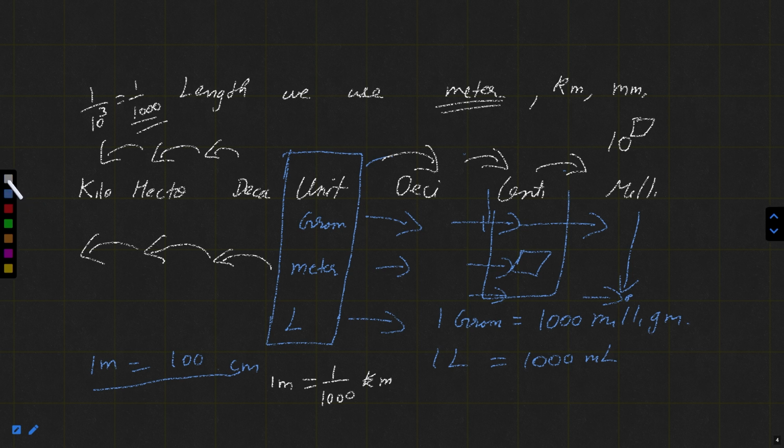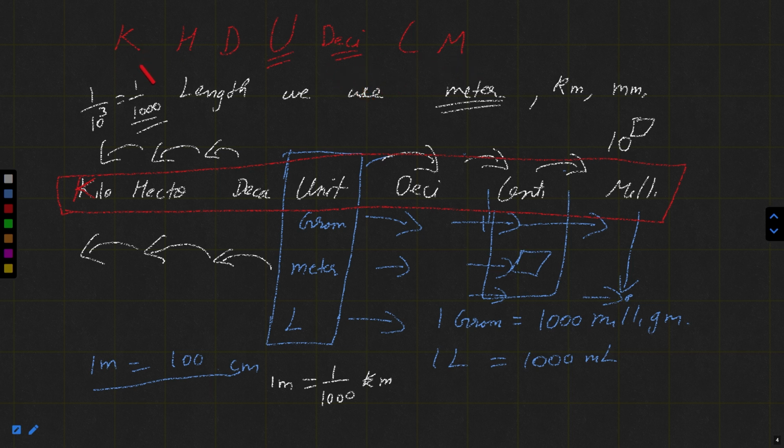So how will you remember this table? There is a very easy method. So let's see. This is kilo, hecto, deca, unit. Our base unit will appear here. Then deci, centi, milli. Kilo, hecto, deca, unit, deci, centi, milli.